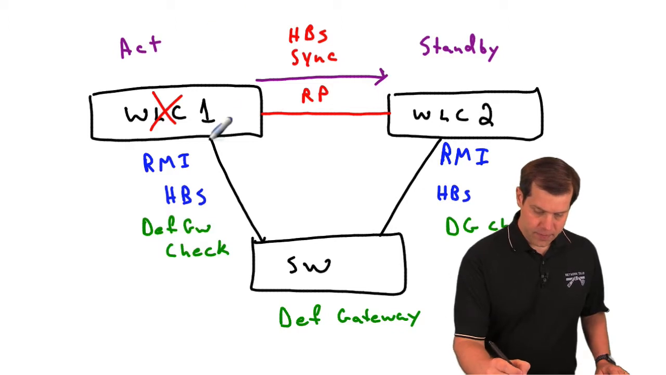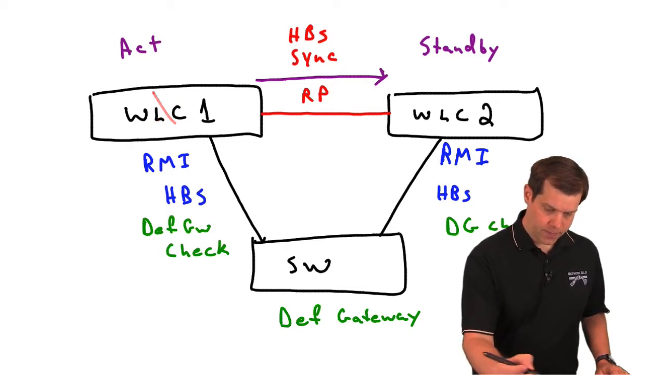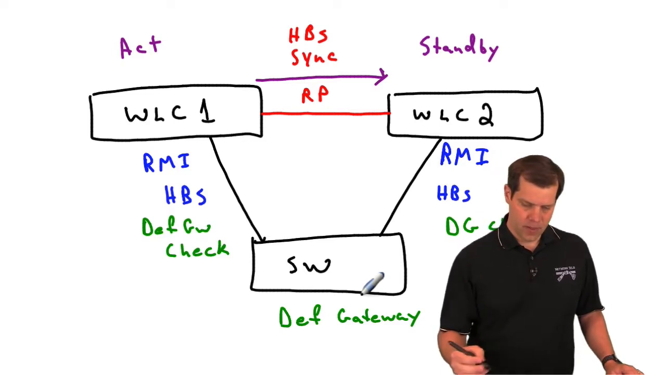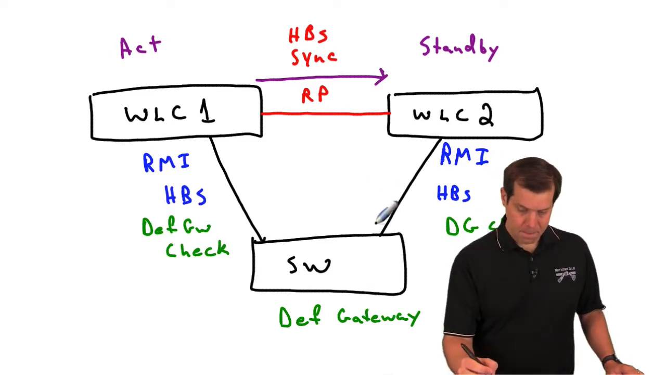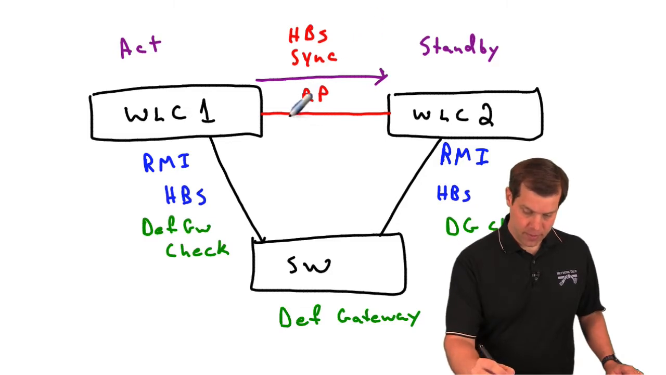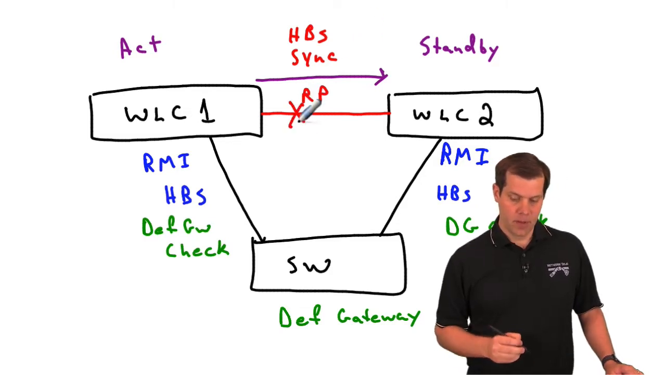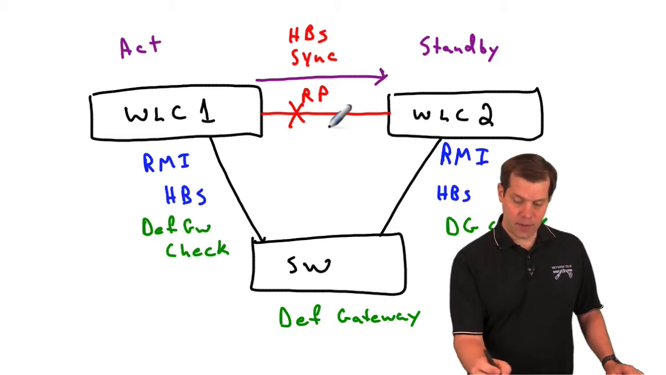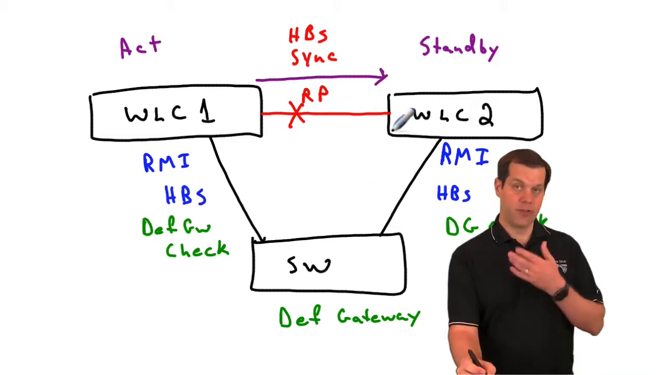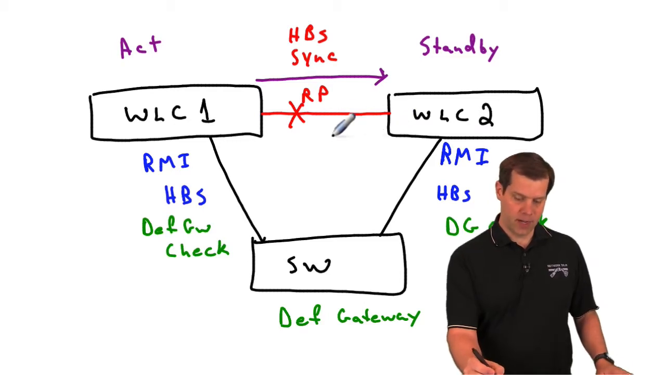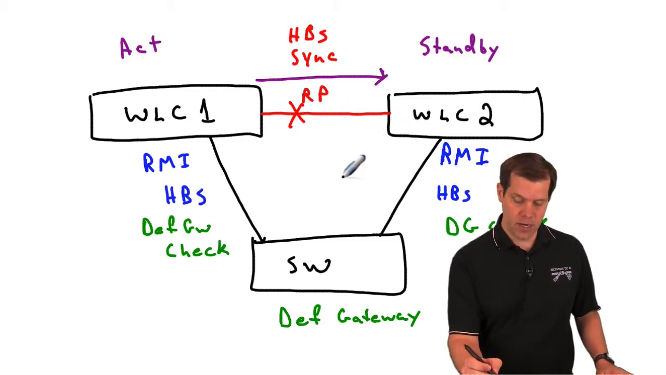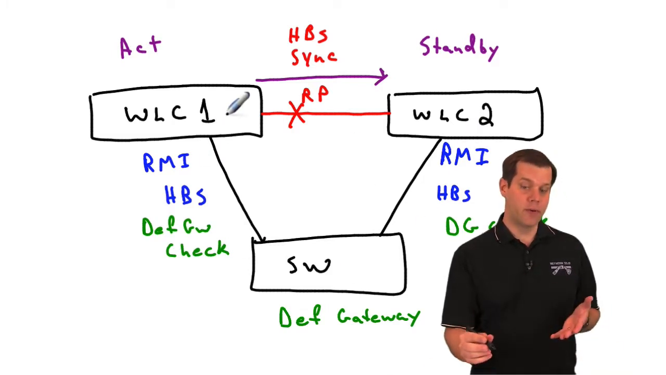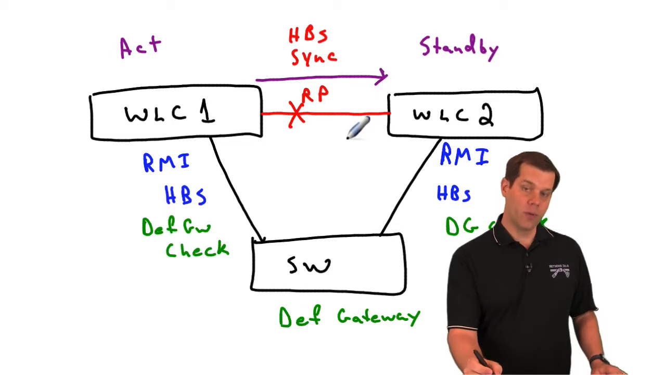But let's say that controller 1 actually didn't go hard down. Let's say that we have just individual link failures. So for instance, we could have this redundancy link go down. So if the redundancy port link goes down, we stop hearing heartbeats here, or potentially the link just flat goes down, depending on if we have an intermediary device in here or not. But again, that's why we have this secondary check, because controller 1 is still up and running. It's just we have a problem with the link between controller 1 and controller 2.